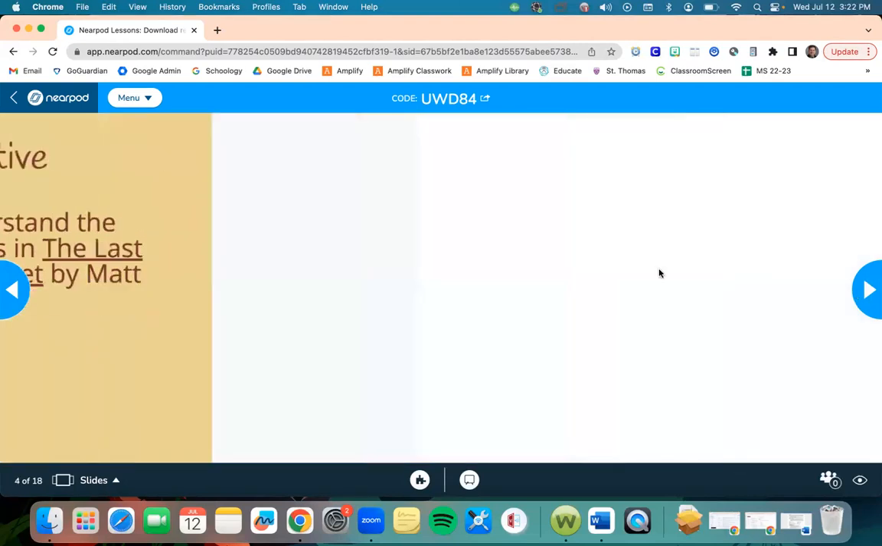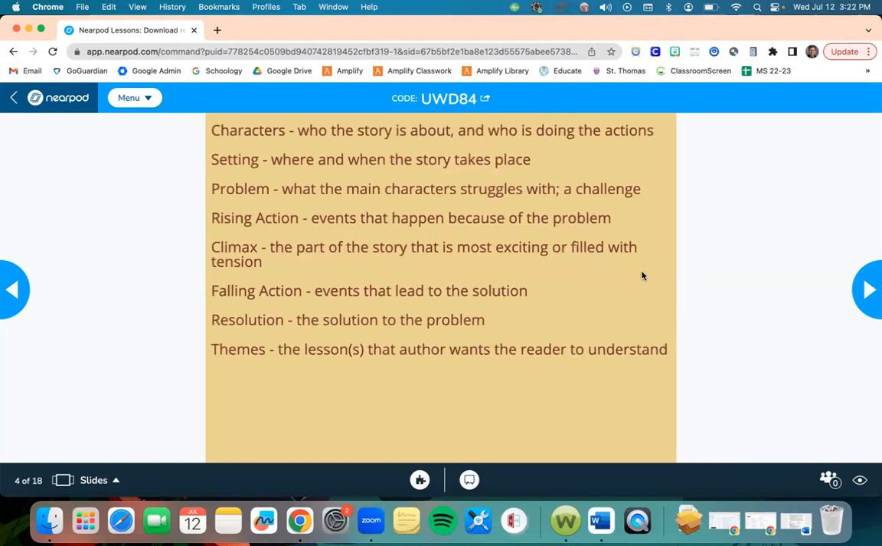For students, the second thing I would do here is go through and review those different elements: the characters, setting, problem, rising action, climax, falling action, resolution, and theme. Those will be what we focus on today. Now, for the next part of the lesson, we would read the story, and that takes about 5 to 6 minutes.